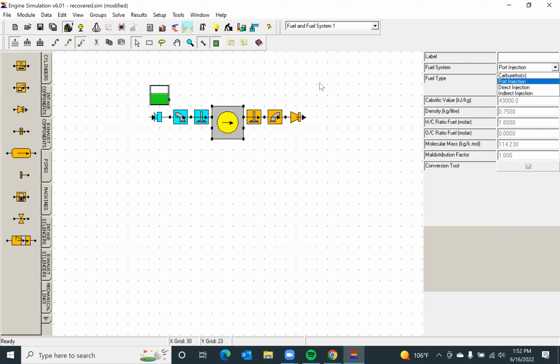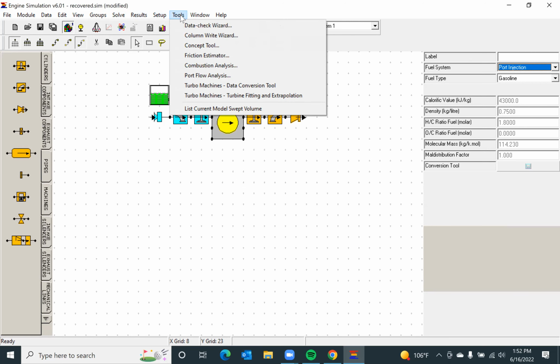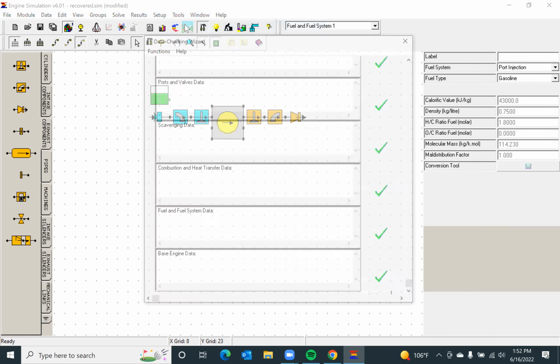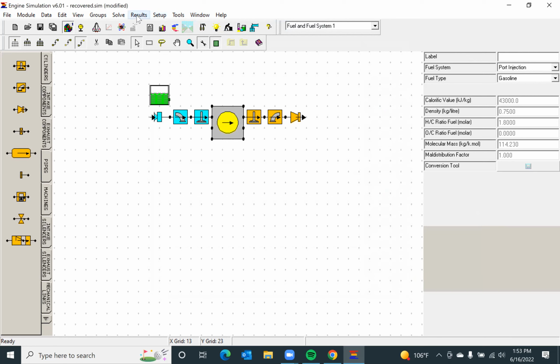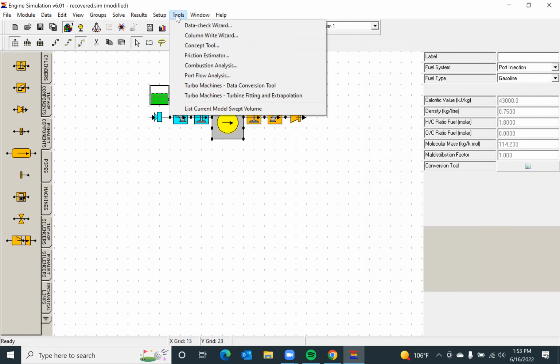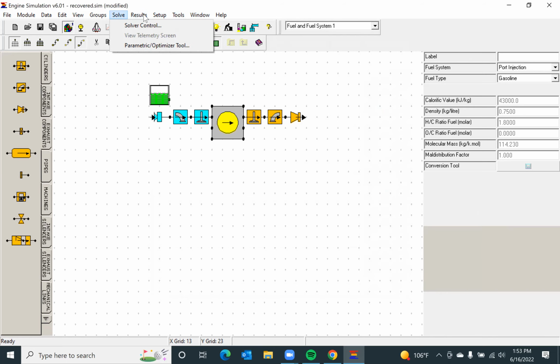So there are a lot of options here, and once that is done, basically you go to tools, and then you do data check, and then it will show you if all the components are appropriately defined.